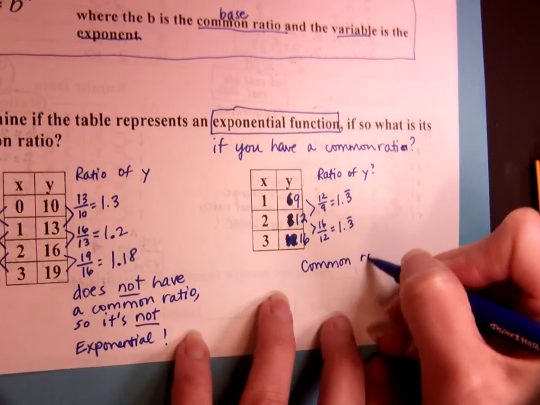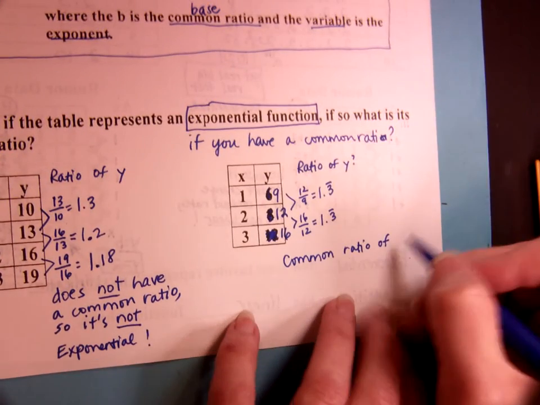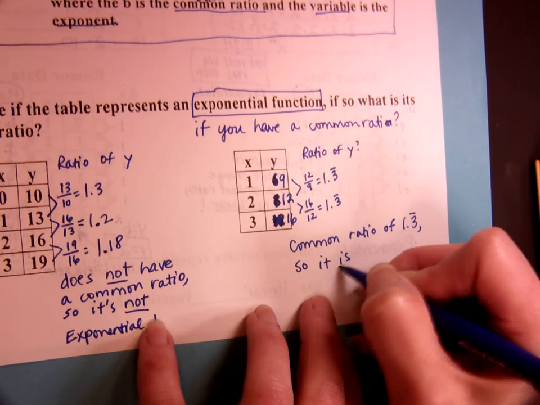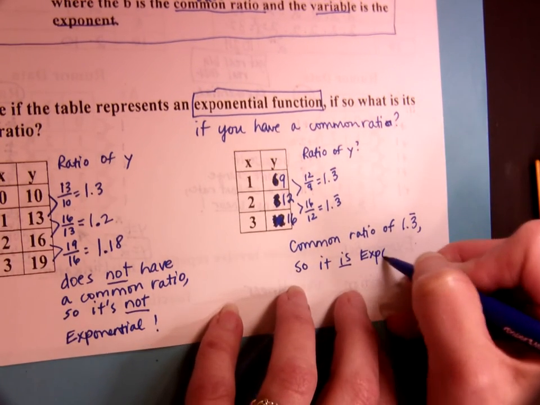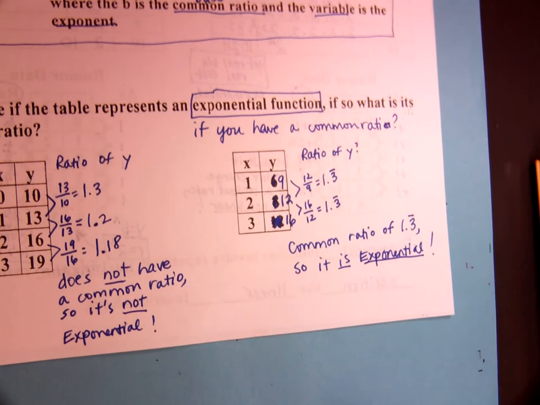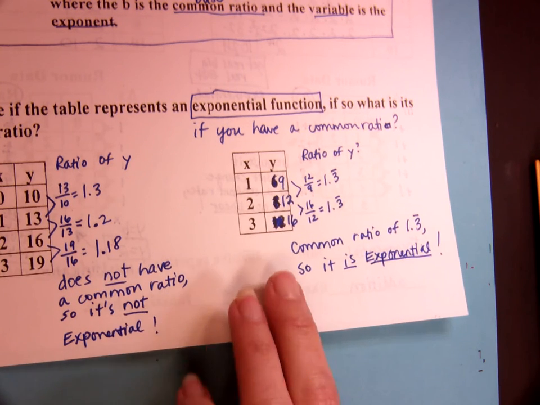What is the common ratio? 1.3 repeating. So it is exponential. This one has a common ratio of 1.3. The reason I put the 1.3 on here is because it told us to. It says, what is the common ratio? It is exponential because it has a common ratio. All right, so next one.